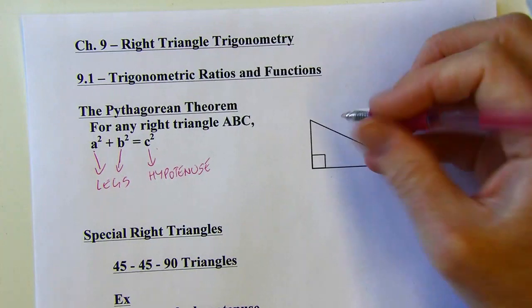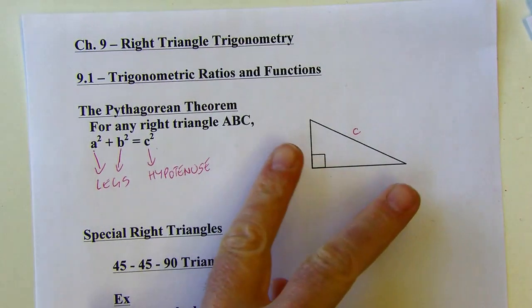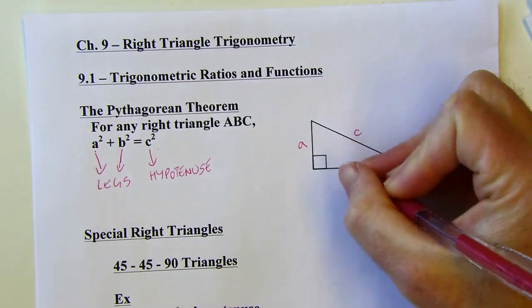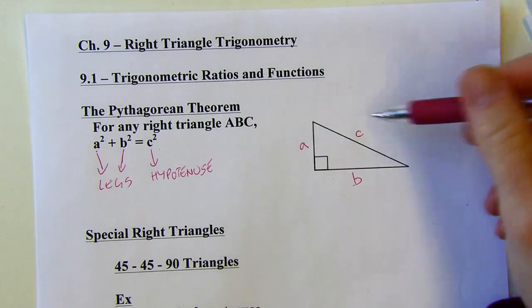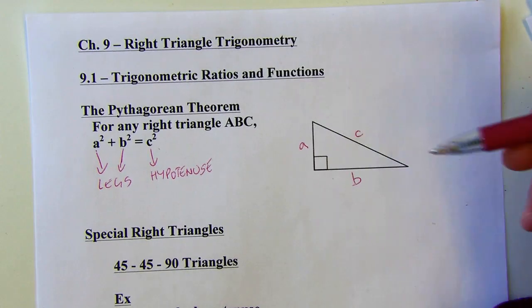So in this picture, this would be side C. The other two are A and B. It doesn't really matter which one's A and which one's B, so I'll put them in like that. But it does matter that I'm using lowercase to indicate the sides, A, B, and C. Those are lowercase a, b, and c.